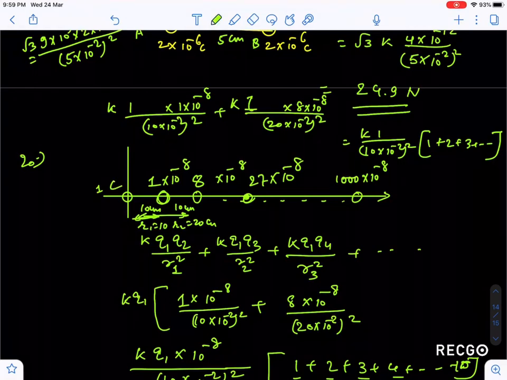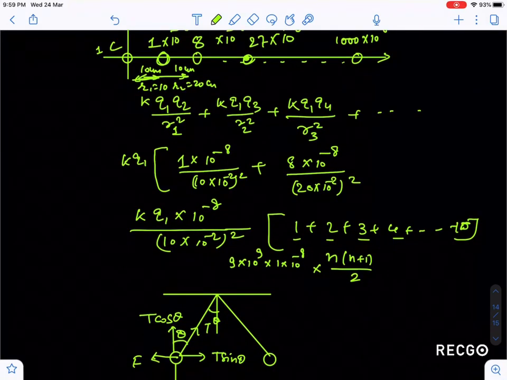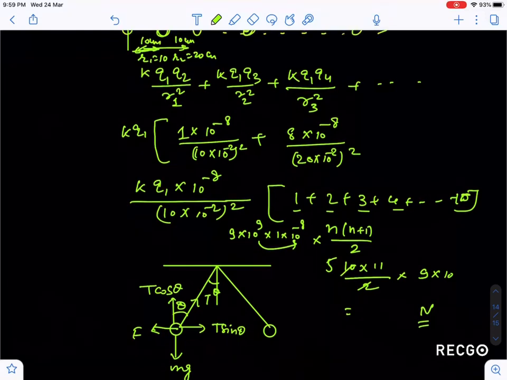So first k q1 q2 divided by r square, k q1 q3 divided by r square, then k q1 q4 divided by r square. Then I have taken common, and when you solve this you get the value where n is actually 10. So 10 into 11 by 2 multiplied by 9 into 10 raised to the power 9. When you just multiply these two, this becomes 9 into 10. So 5 into 9 is 45, and 45 into 11, you should try and find the value. The answer will be in Newton, and write to me in the comment box guys.